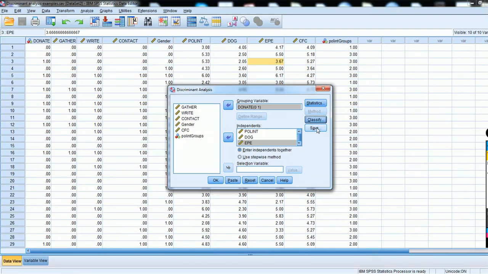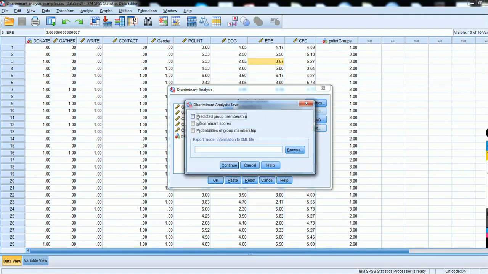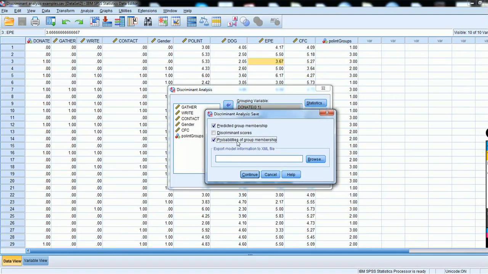You can see if you click under Save, you could actually get predicted group memberships, and then you've also got probabilities of group memberships. Basically the way the procedure works is it generates a probability that a person will fall into group 0 or group 1. And then based on that probability, it assigns a predicted group membership.